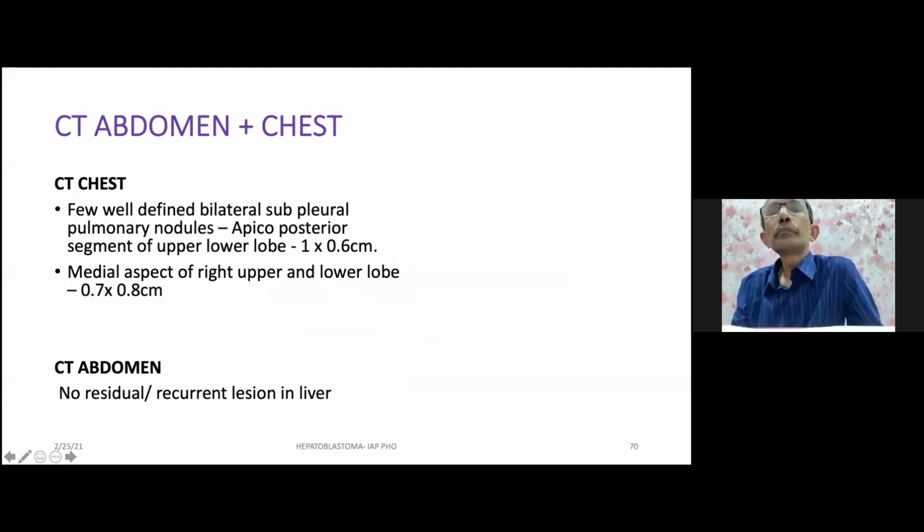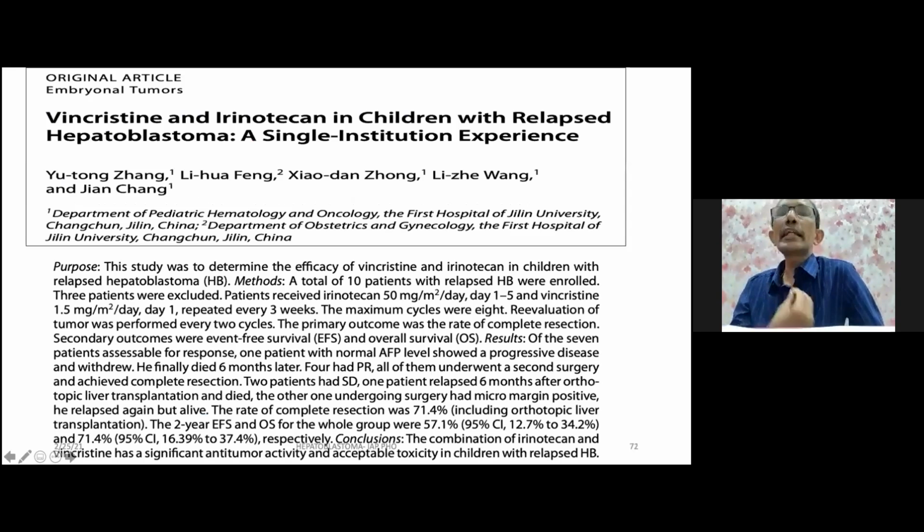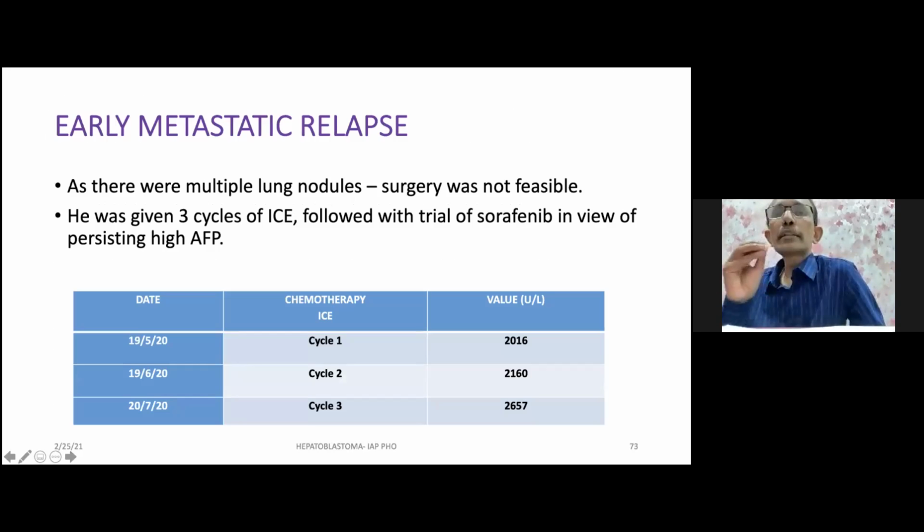Next slide. So the salvage chemotherapy we selected was irinotecan based. That is universally accepted, that salvage chemotherapy with irinotecan is acceptable. The child did not respond. The AFP was always high. Next slide. Hence, we used ICE chemotherapy. Next slide. That is an acceptable salvage chemotherapy. For that also, the child did not respond.